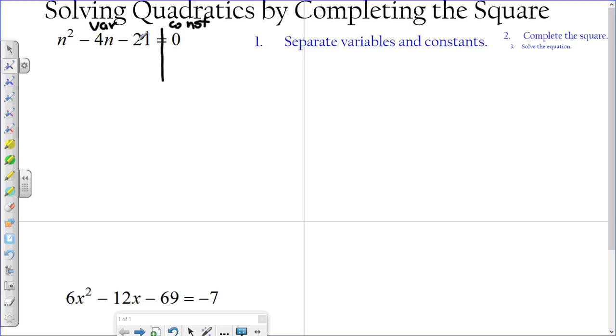Who doesn't have a letter on the left hand side? Negative 21 doesn't have a letter. The opposite of negative 21 is positive 21. What you do to one side, you do to the other, positive 21. Now, positive 21 and negative 21 are opposites, so they cancel. So what I have is n squared minus 4n, leave some blank space right here, and that is equal to 0 plus 21, which gives you 21. And that's it. I'm done with step number one.